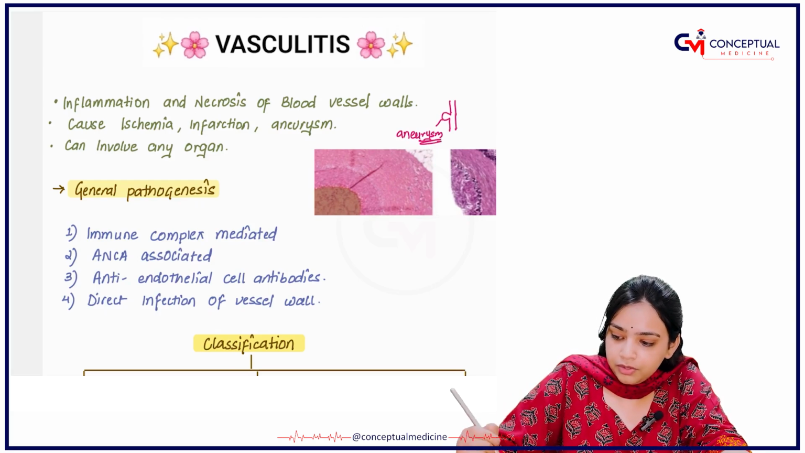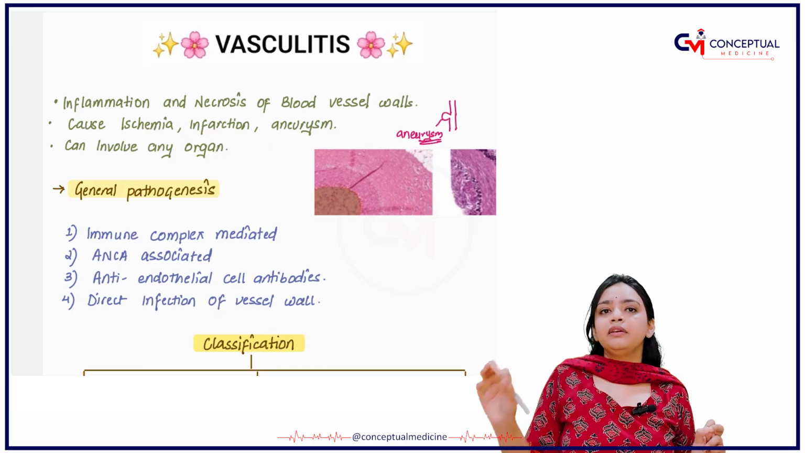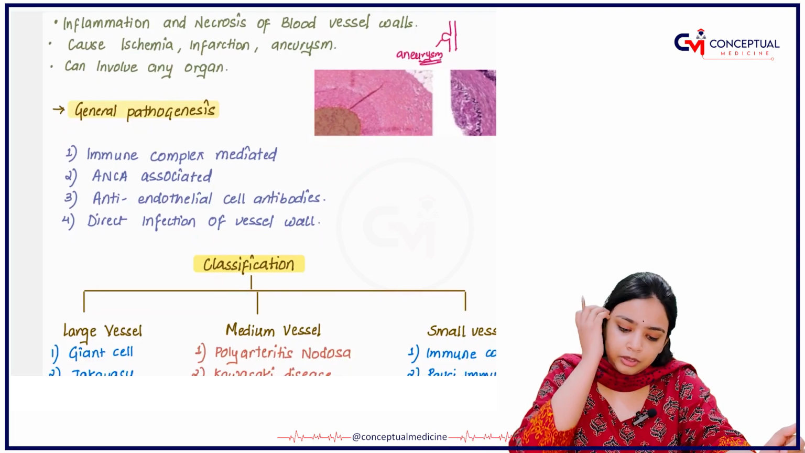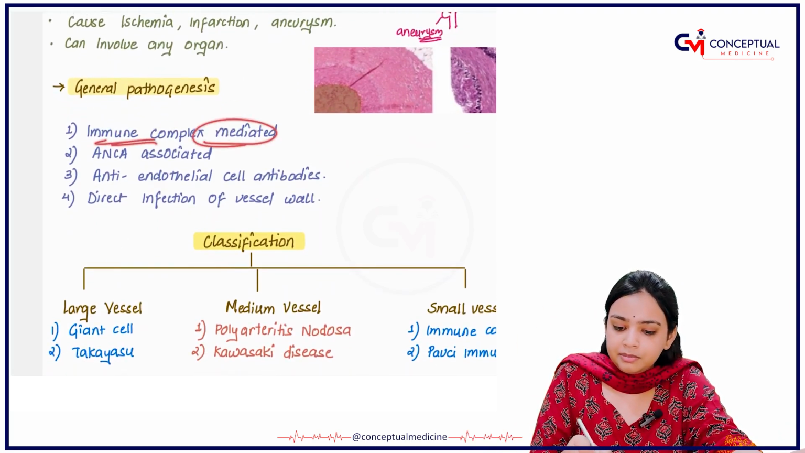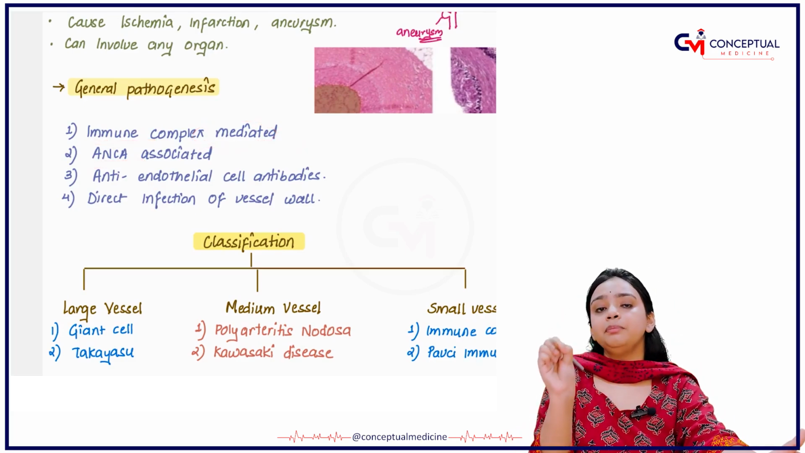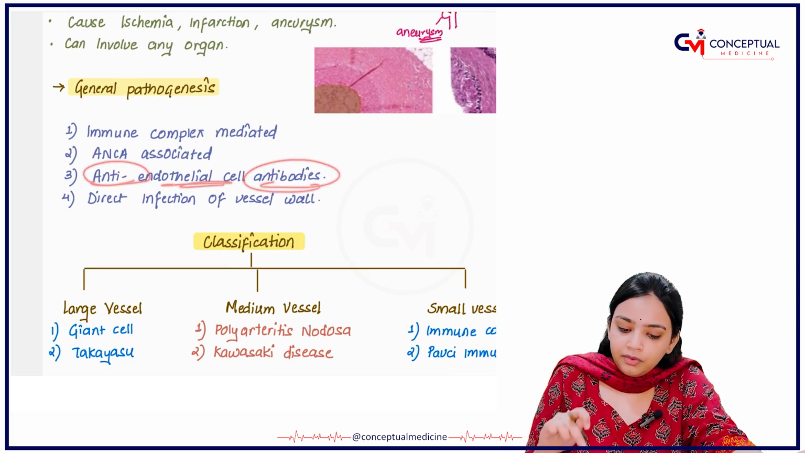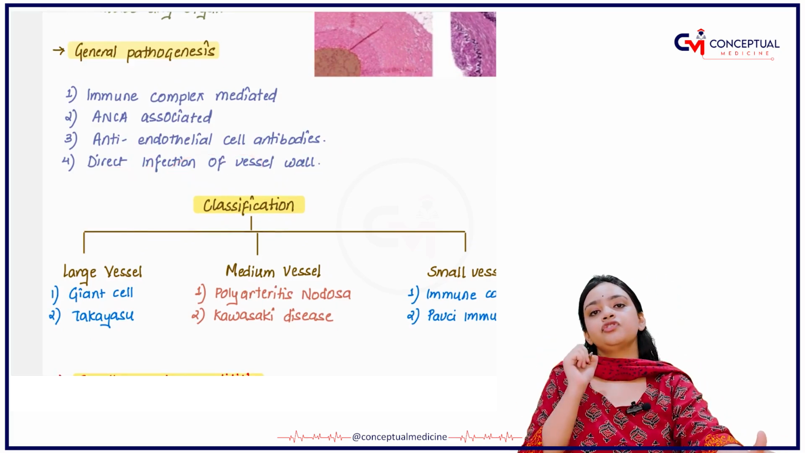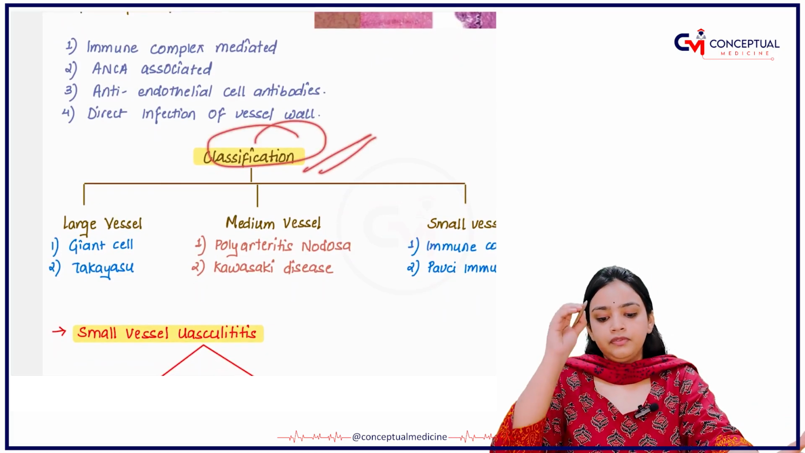Next, it can involve any organ, because it does not believe in discrimination. It involves each and everything. What is the general pathology that I want you all to tell? First thing, it is immune complex mediated and ANCA associated, because we will learn about the C ANCA and the P ANCA. Third one is that anti-endothelial cell antibodies are involved, and there is direct infection of the blood vessels.